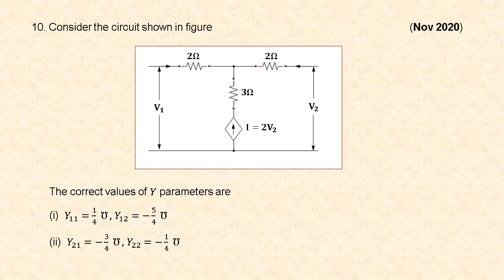Next question. This question was asked in November 2020. Consider the circuit shown in figure. They are given a circuit, which is a two-port network. It has a dependent source I is equal to 2 into V2 and 3 resistors, 2 ohm, 2 ohm and 3 ohm. The correct values of Y parameters are: first one, Y11 is equal to 1 by 4 mho, Y12 is equal to minus 5 by 4 mho, second one, Y21 is equal to minus 3 by 4 mho, Y22 is equal to minus 1 by 4 mho.